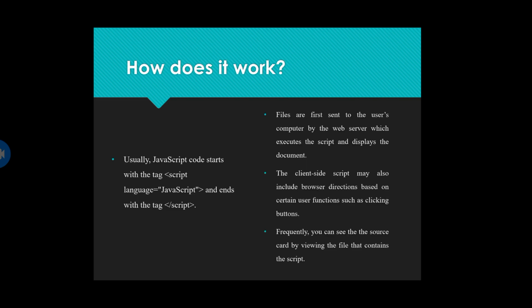Now let us see how it works. Usually JavaScript code starts with the script tag and ends with the closing tag. Files are first sent to the user's computer by a web server, which executes the scripts and displays the document. Next, the client side script may also include browser directions based on certain user functions such as clicking buttons.